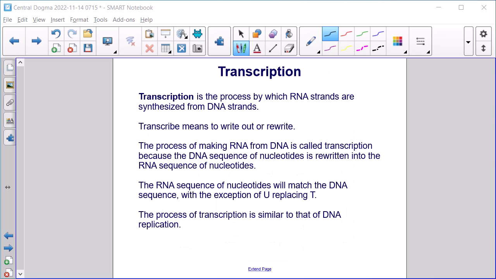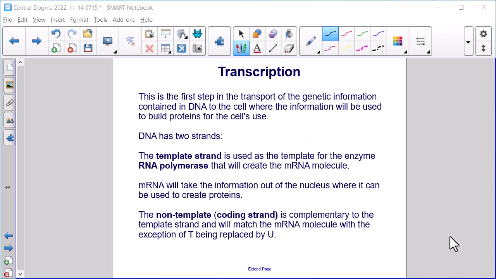Transcription. Transcription is the process by which RNA strands are synthesized from DNA strands. Transcribe means to write out or rewrite. The process of making RNA from DNA is called transcription because the DNA sequence of nucleotides is rewritten into the RNA sequence of nucleotides. The RNA sequence of nucleotides will match the DNA sequence with the exception of U, uracil, replacing T, thymine. The process of transcription is similar to that of DNA replication.